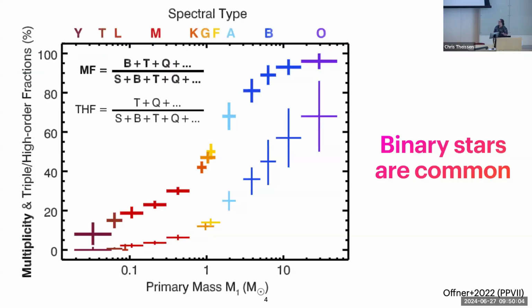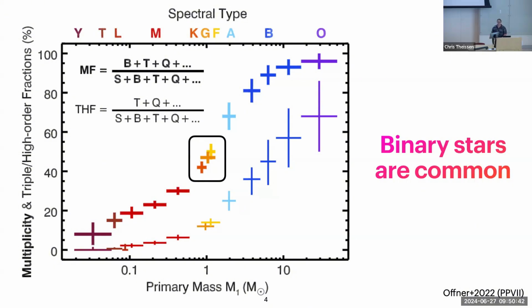We've already seen this plot a couple of times today, even. This is showing the multiplicity fraction as a function of primary star mass. What we can see is that across all spectral types, binary stars are common. Primary star mass is at the bottom and the observer's spectral type is at the top. The systems that I focus mostly on are not the coolest stars, but instead the FGK stars, which have multiplicity fractions of about 50%. This is a problem for a lot of you, and I'm sorry, but for me, this is really exciting because I like binary stars.